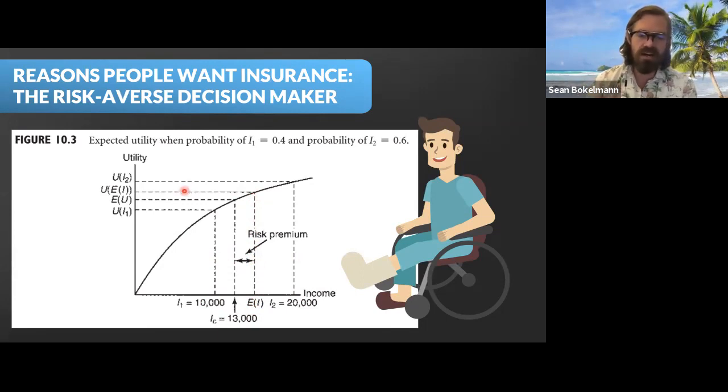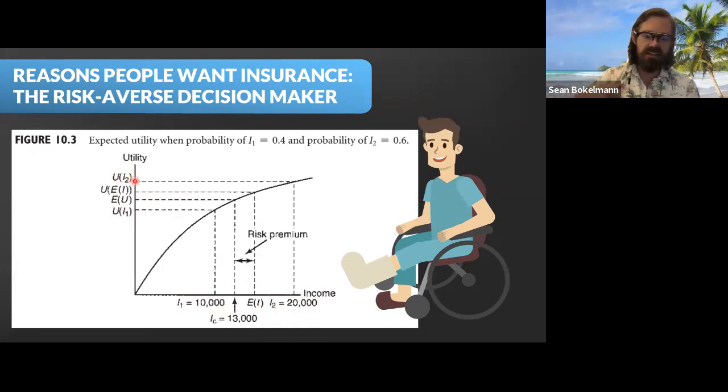But that's not what people care about, right? They don't directly care about income, which means they don't directly care about expected income. People care about utility, which means what they care about is expected utility, not expected income, okay? So if we find the utility of the low income and the utility of the high income, we get U1, the low utility, and U2, the utility from the higher income.